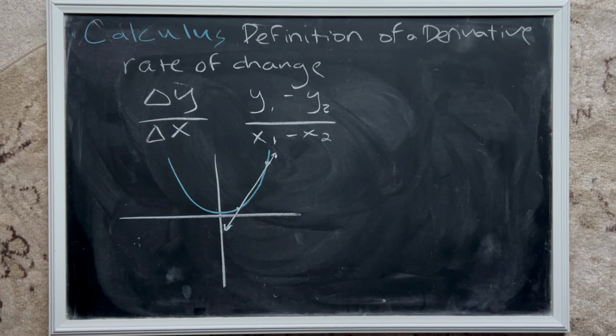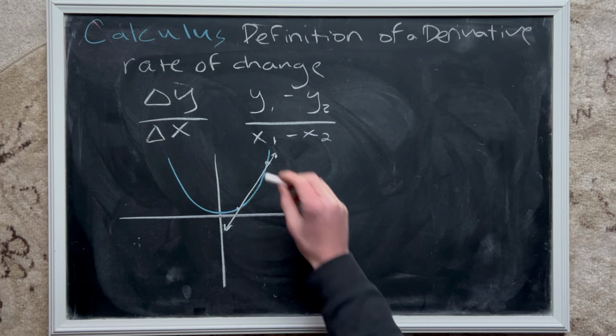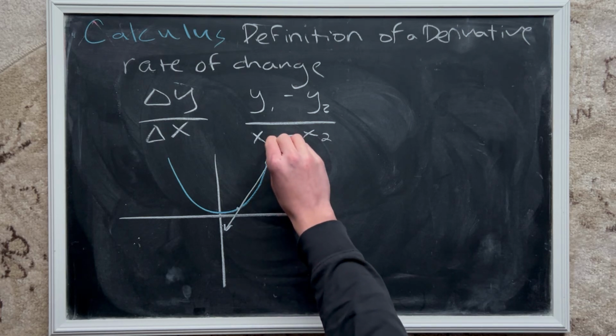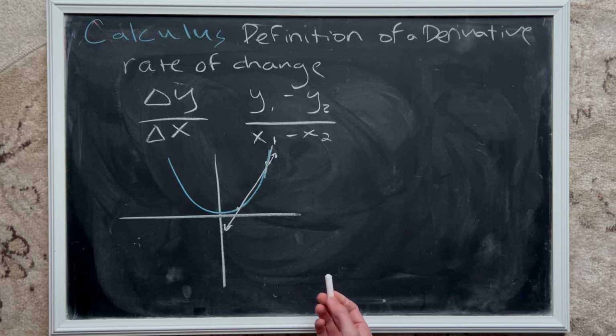So let's say we wanted the derivative, which is the instantaneous rate of change. We wanted to say what's the rate of change at this point. Well, what we'd have to do is make a tangent line, so 1 point. So how do we do that?